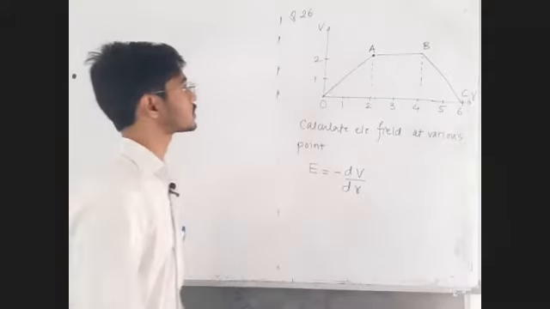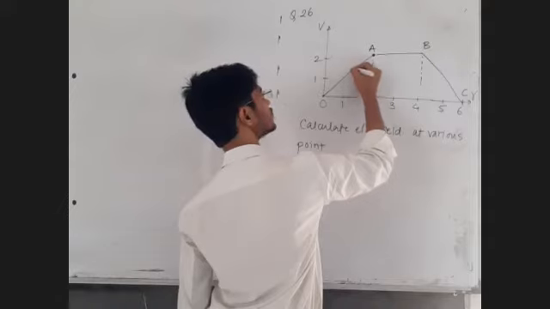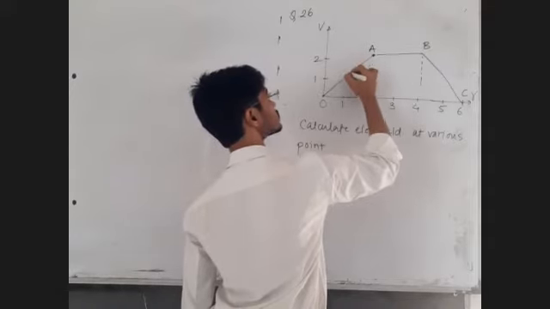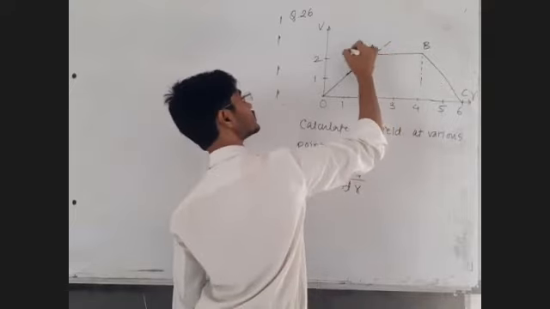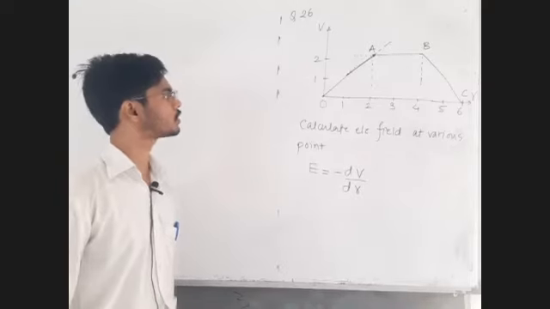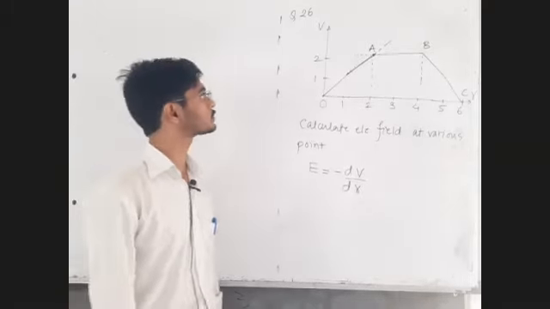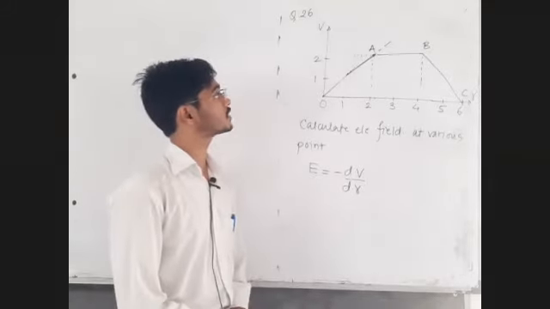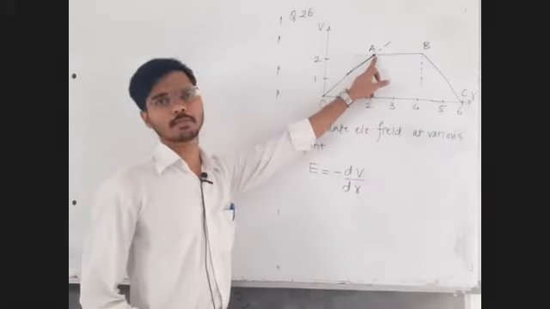there are two slopes, sir. From this side, slope will be this. This tangent is to be considered, and from this side, this tangent is to be considered. So at point A, there will be two values of electric field. Yes, it is possible. Why not? It is possible, but in which case? When the electric field is discontinuous at point A.